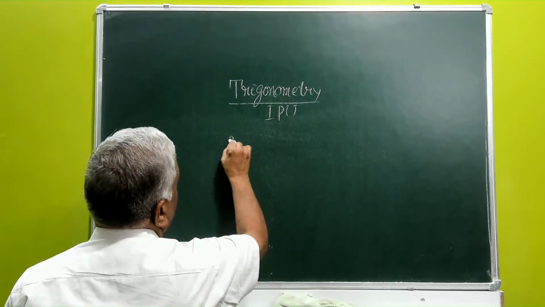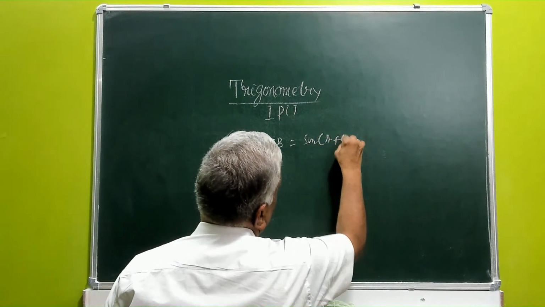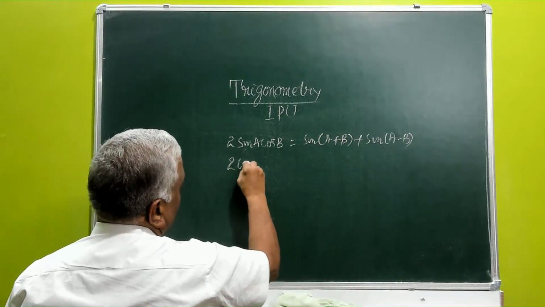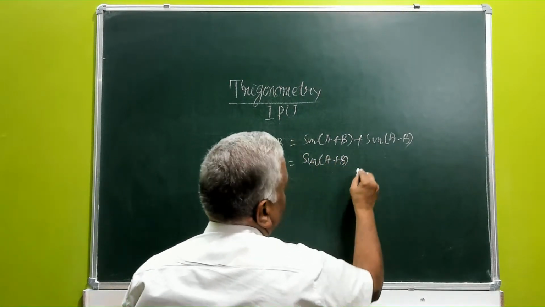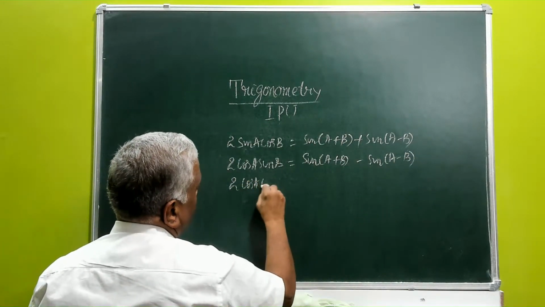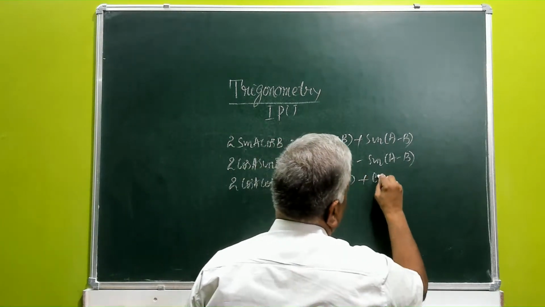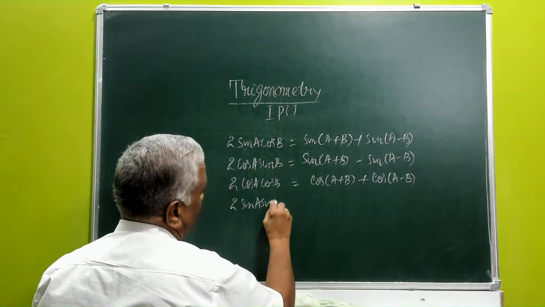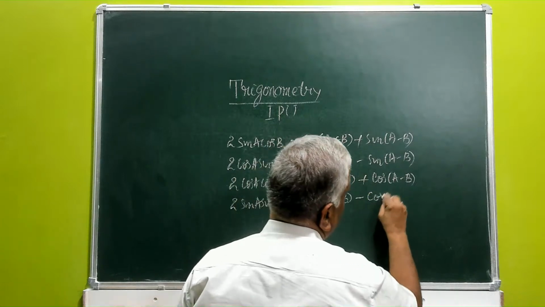Of course, you can write 2 sin A cos B is sin of A plus B plus sin of A minus B. 2 cos A sin B is sin of A plus B minus sin of A minus B. 2 cos A cos B is cos of A plus B plus cos of A minus B. 2 sin A sin B is cos of A minus B minus cos of A plus B. This we should note.